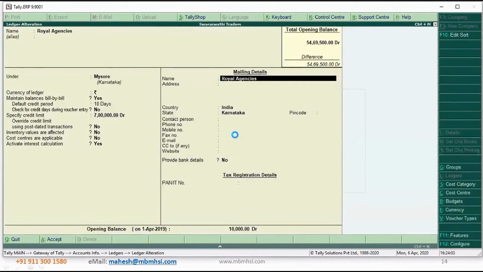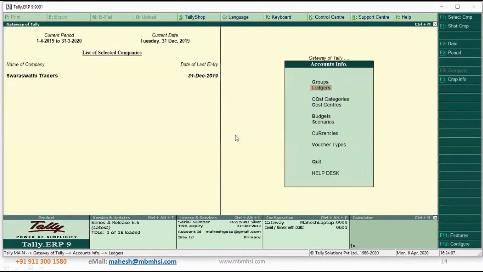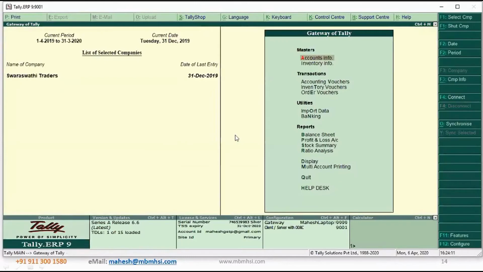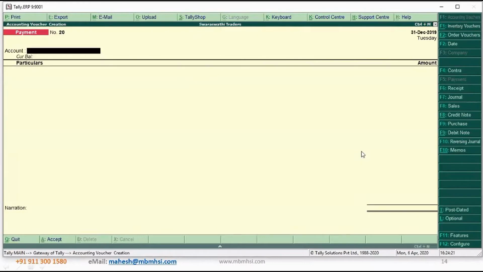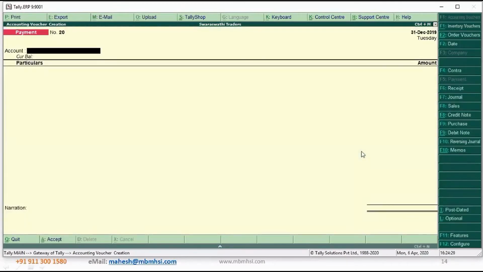Okay, so I'm just saving this. So I have made advanced parameters for interest calculation. Now let me go back and make one transaction. I'm going to Tally and going to date. Not required, 31st 12. I'm making one more transaction on 31st of 12.